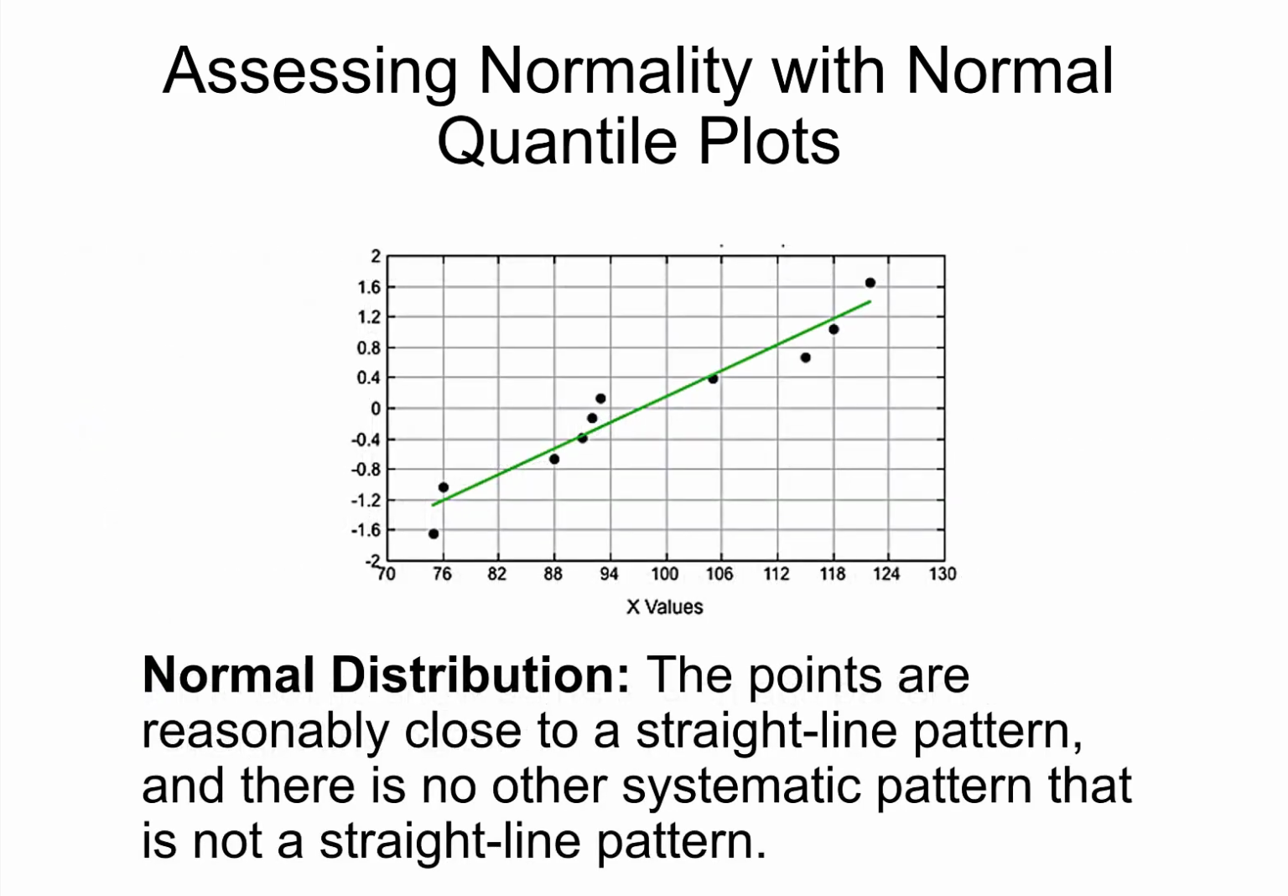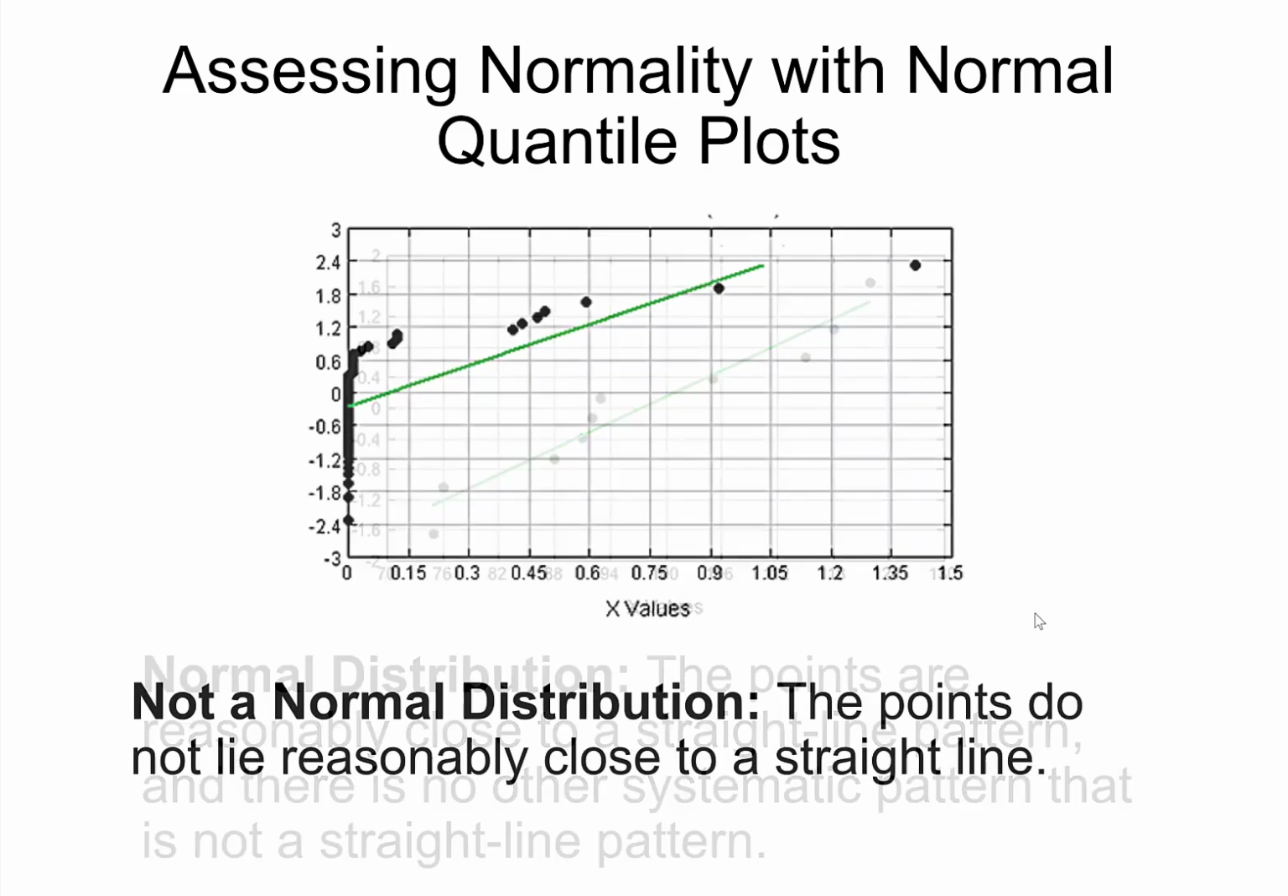So here's an example of a normal distribution. And this is a QQ plot, normal probability plot, normal quantile plot. We see that if we were to draw a straight line through the points, there are points above and below the line, and there's no systematic pattern other than just randomness around that line.